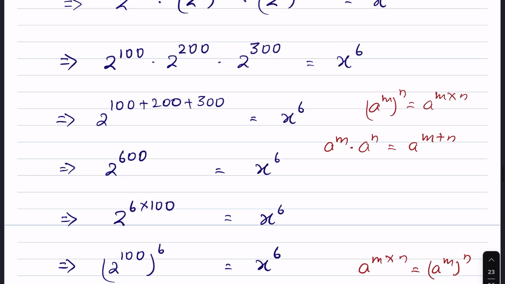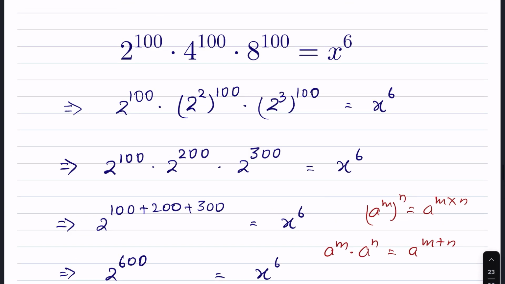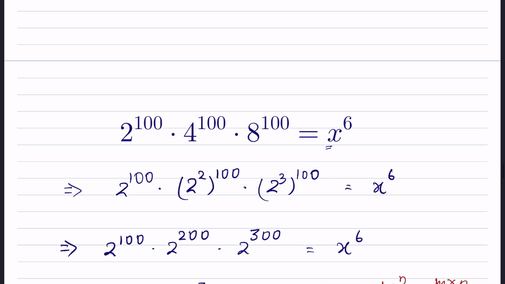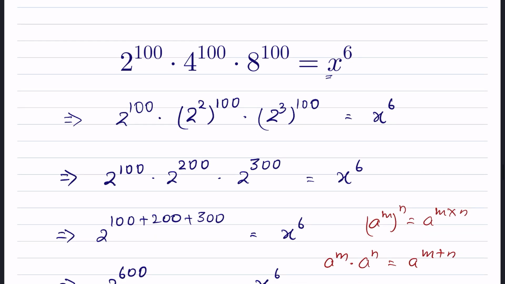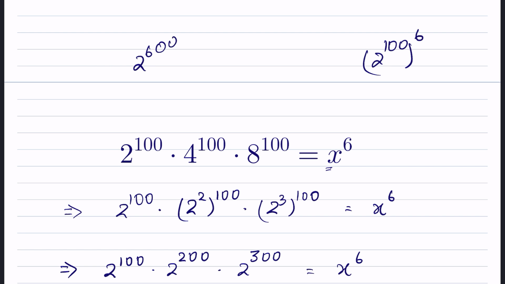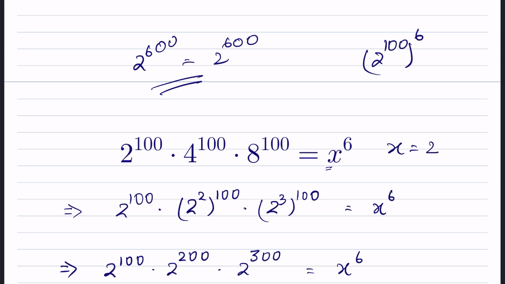You can verify this answer by substituting the value of x here. X is 2 to the power 100. So it will be 2 to the power 100 whole to the power 6, and this side, if you add all the exponents, this is 2 to the power 600, and this is also equal to 2 to the power 600. LHS is equal to RHS. Therefore, x is equal to 2 to the power 100.